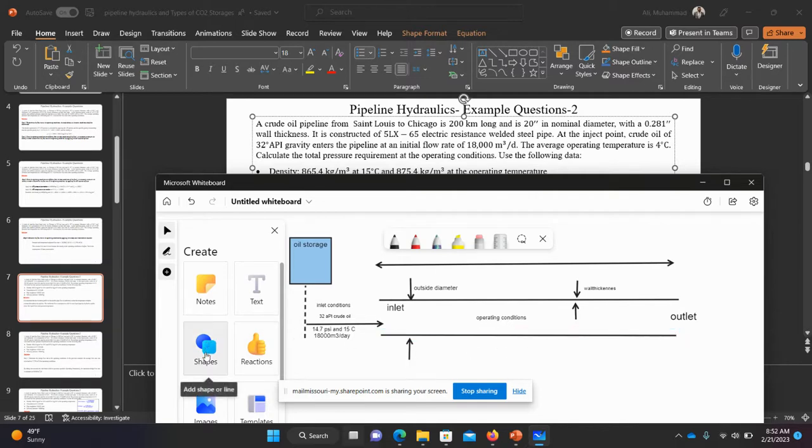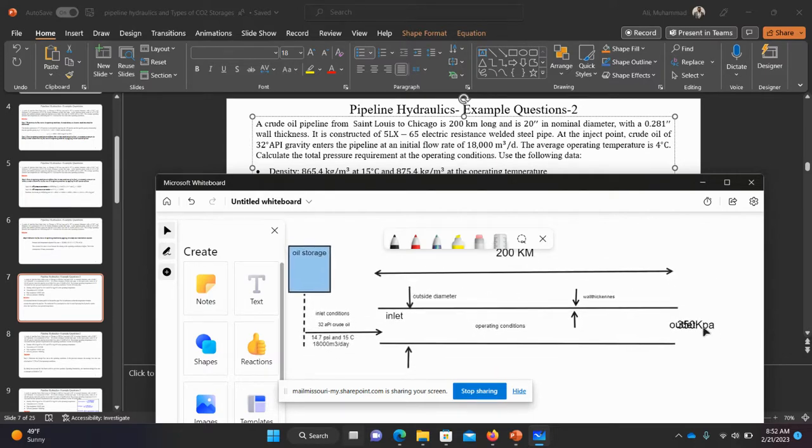Now what I want to explain again is that at the outlet the customer wants a pressure of 350 kilopascal. Usually, wherever you are sending, the customer always has its own pressure, temperature and composition requirements at the outlet. Here we have the pressure requirement at the outlet. We are not going to install any pump or boosting station in between from here to here. This is the customer requirement, 350 kilopascal.